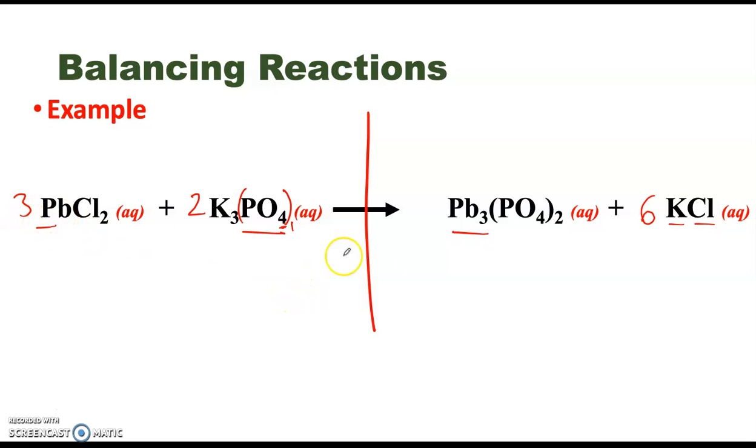3 lead, 3 lead. 3 times 2 is 6 chlorine. 6 times 1 is 6. 6 times 1 potassium is 6. 2 times 3 is 6 potassium. Now there's 2 phosphates, because I multiply this 2 over to the phosphate as well. 2 times 1 of them is 2. And then there's 2 over here with this 2. So everything checks out. This is balanced.